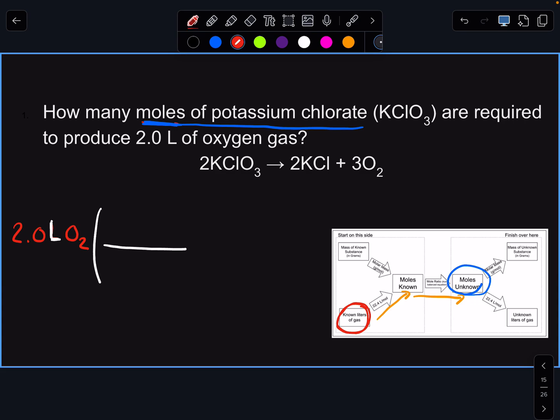Whatever unit I'm leaving goes on the bottom, as always, right? So I'm going to put liter of O2 on the bottom of my fraction. The unit that I'm going to is always the unit that goes on top. So I'm going to put mole of O2 on the top. So this fraction represents that first step. I'm going from liters of oxygen to moles of oxygen.